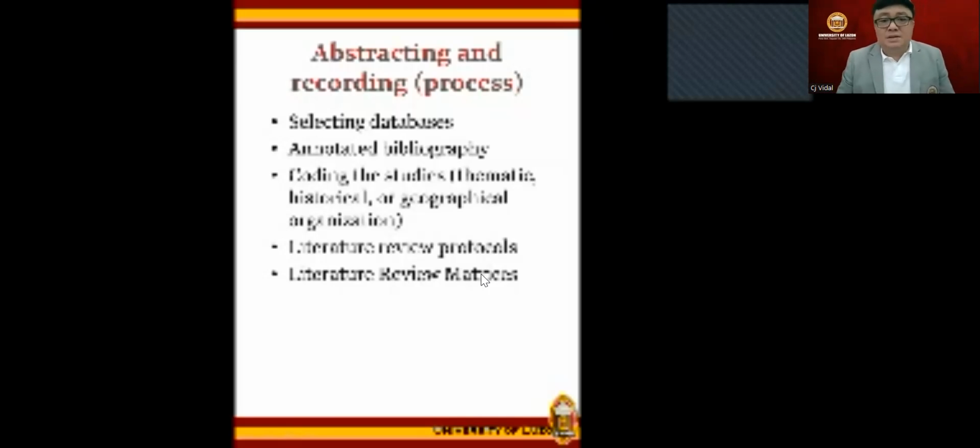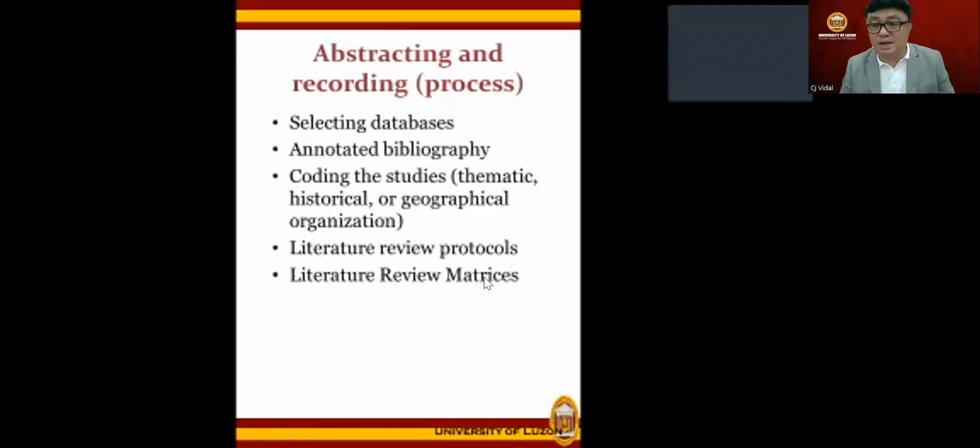And then we have geographical. So it's sorting or coding your studies based on where the study was completed, whether locally or internationally. So you have local studies and foreign studies, but we don't usually do that. Again, we go for thematic organization of literature review.